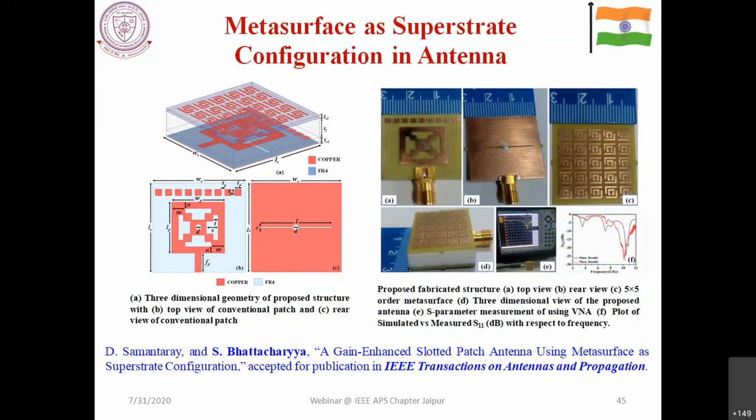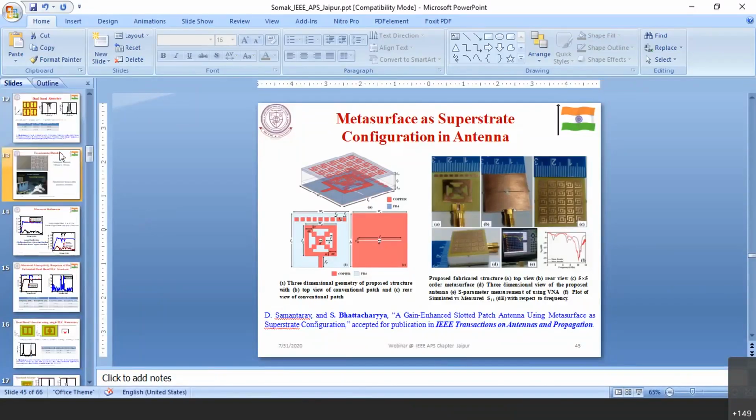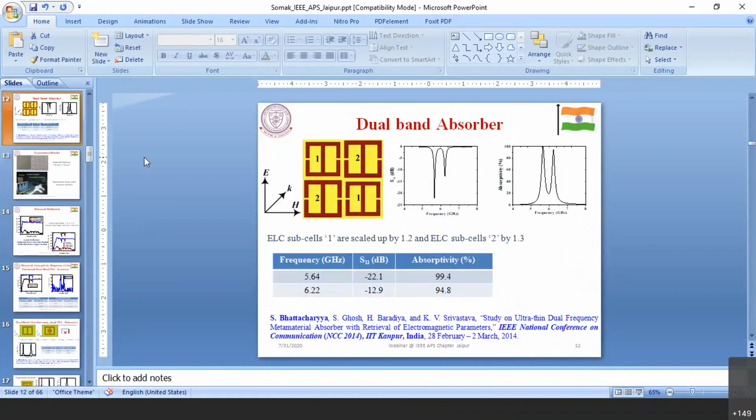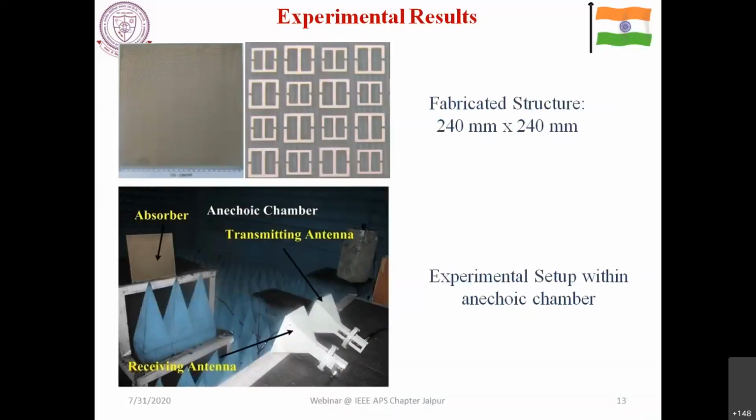Slide number 12. The unit cell consists of how many resonators? Here the unit cell consists of 4 resonators. But I think maybe you are talking of slide number 30 instead of 12. Basically, you can consider this as 48 plus 48 unit cells, so that you have a total dimension of 240 mm by 240 mm.